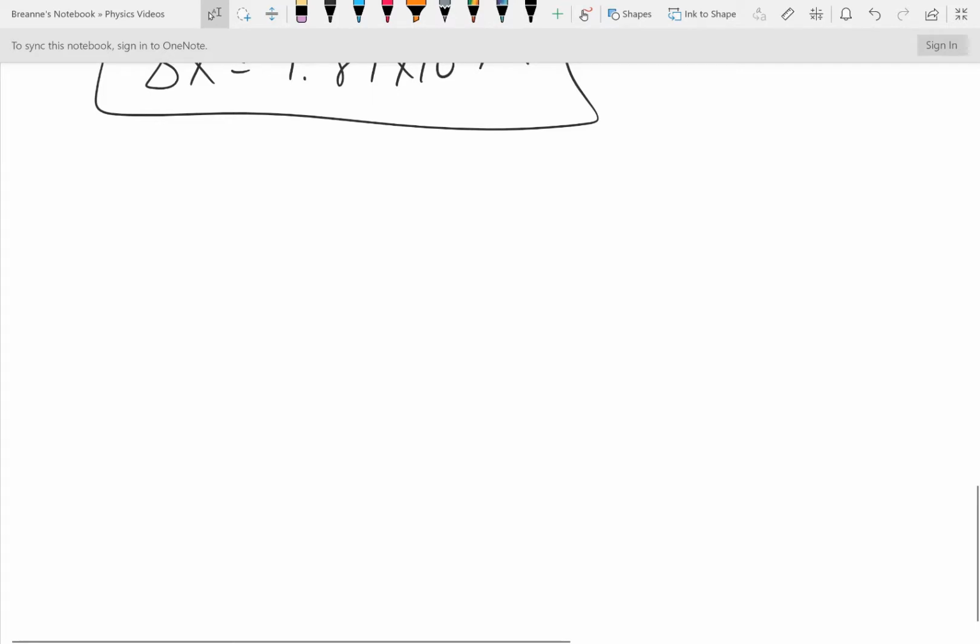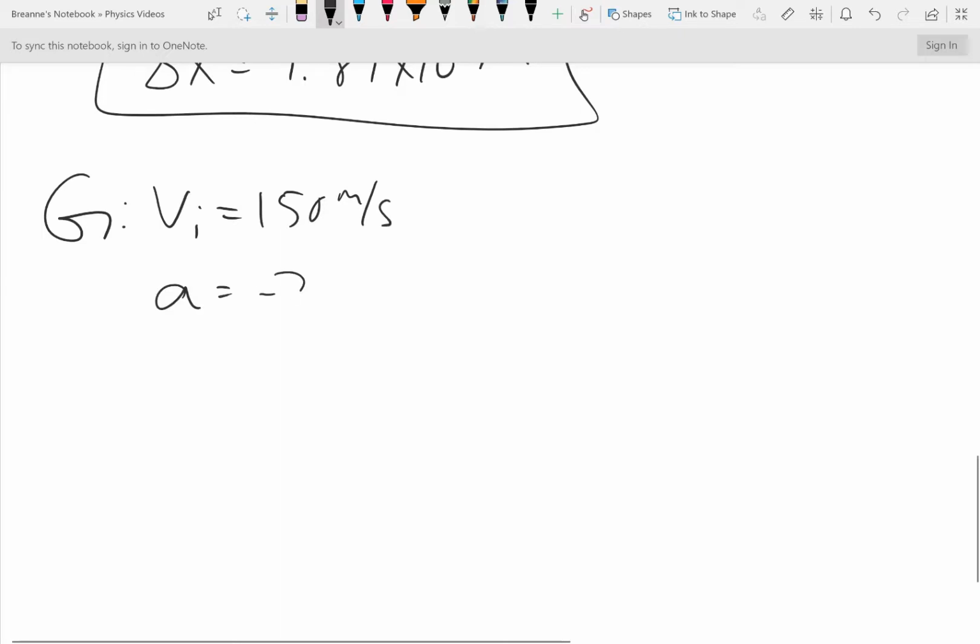Part C asks for the velocity of the car after 2 seconds. So our givens, our initial velocity is still 150 meters per second. Our acceleration is still negative 23 meters per second squared. At this point in time, all of our other unit variables are different. It gave us time, which is 2 seconds. And we're looking for how fast, or what is the velocity it's moving after it starts moving at 2 seconds. So we're looking for our final velocity.